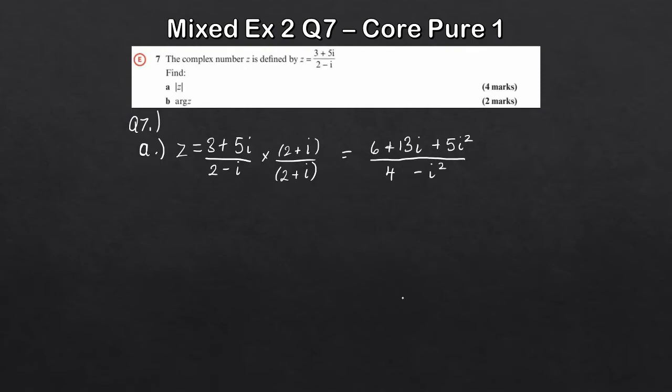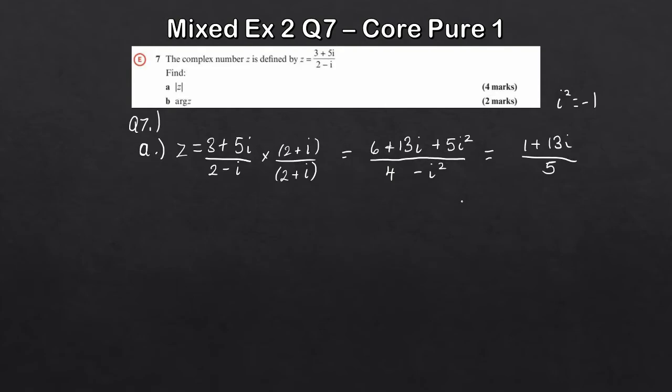Okay. So we can simplify here, remembering the fact that i squared is equal to minus 1. So i squared is equal to minus 1 here. Basically, using that fact, we can simplify because this is 5 lots of minus 1, so minus 5. So that's going to give us 1 plus 39 in the numerator. So 1 plus 39 divided by 4 minus 1. So that's 4 plus 1, giving us 5 in the denominator.